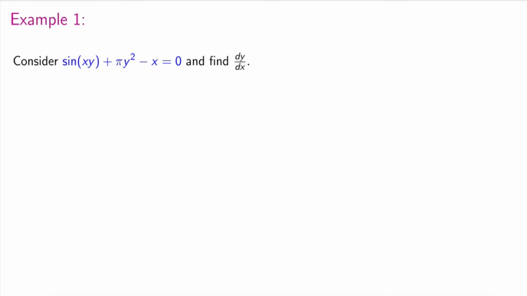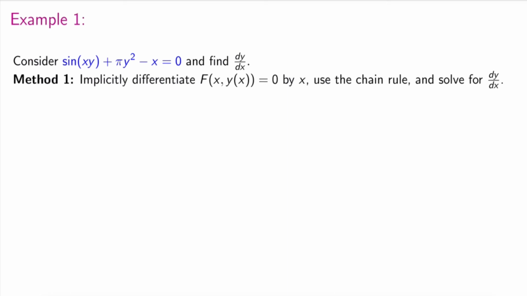So here's an example where I like to try both of these methods. The function sine of xy plus pi y squared minus x is 0. Find dy by dx. In method 1, we just write an implicit function, big F of x, y is 0, and then use the chain rule and differentiate by x. So this big F would be sine xy plus pi y squared minus x, but now always understanding that y is a function of x.